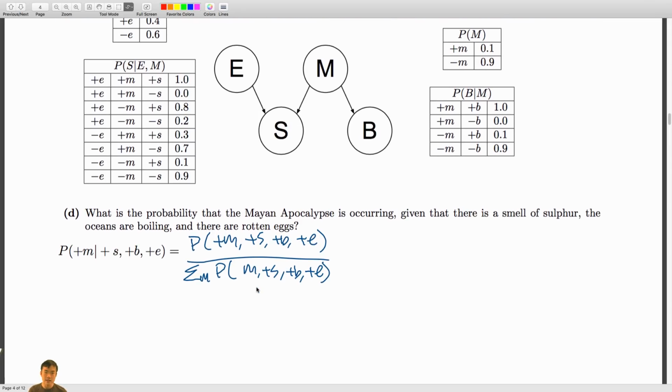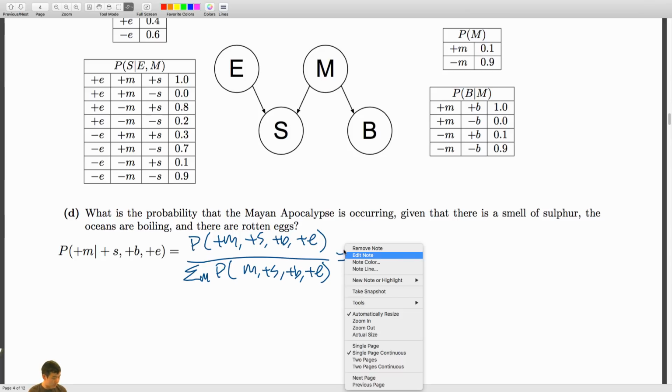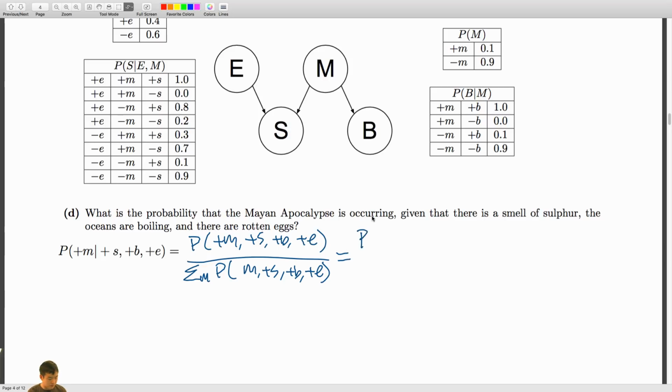The numerator again is just going to be one row of the table, and the denominator is going to be two rows of the joint factor that we computed. We can sum out over the variables, or we could join the tables of all the variables again. So the numerator is the probability of +e, +m, the probability of +s given +e and +m, the probability of +b given +m.